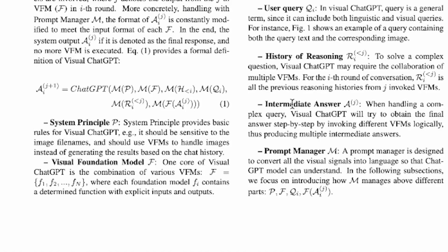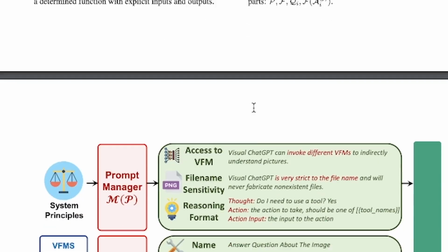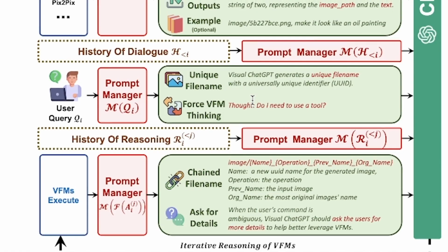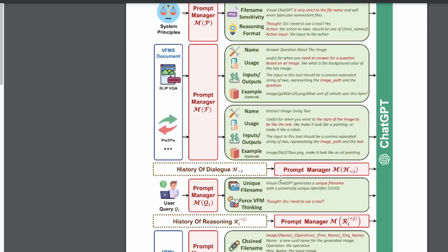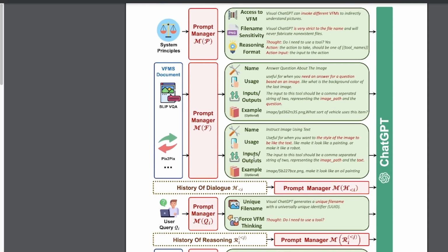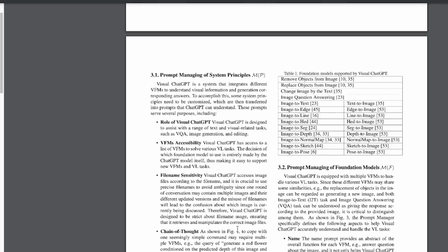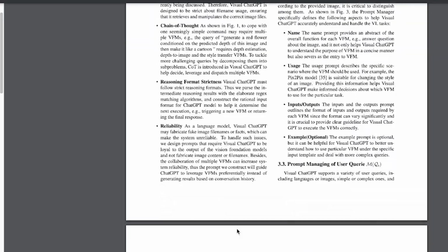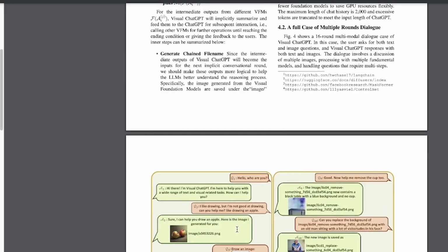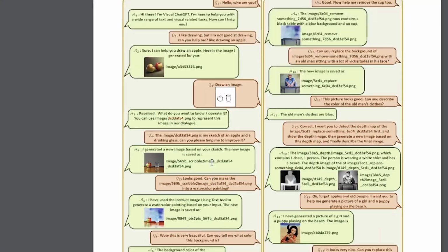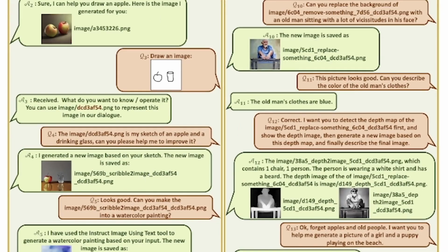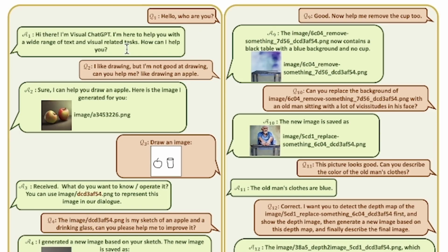So Visual ChatGPT involves different kinds of stages. This is a complete overview of the prompt manager. It converts all the images into language that ChatGPT can understand. This is how it is done here in this flowchart. And then we can see the different kinds of prompts that people gave to this Visual ChatGPT. You can prompt it with different kinds of text and it will respond perfectly.